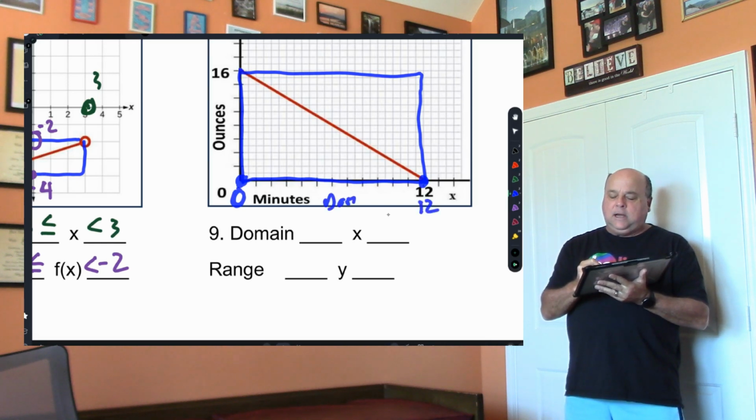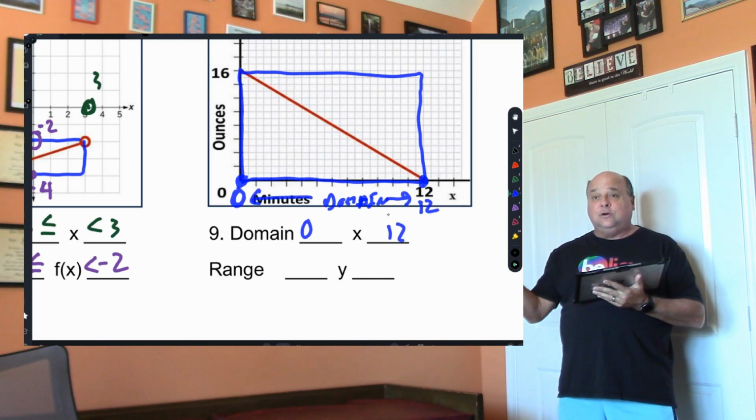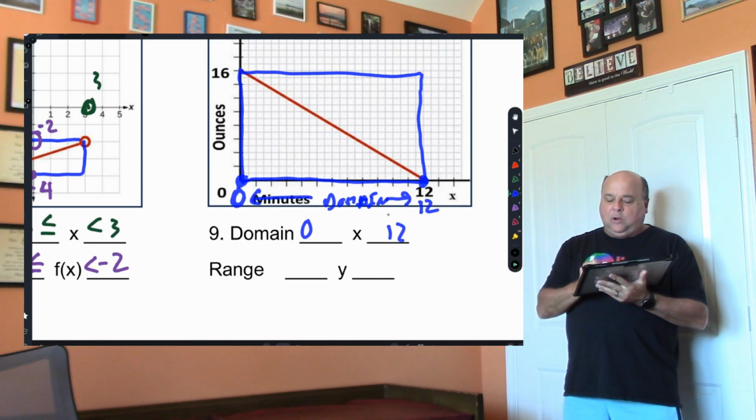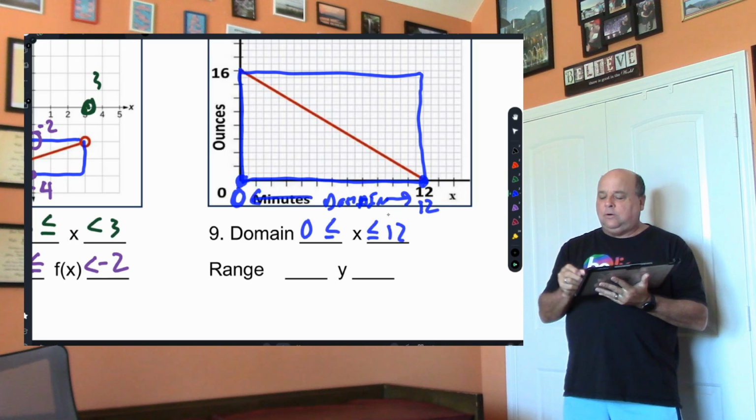So my domain goes from here to here. It goes from 0 to 12. The 16 is not in your domain. Okay? And they both have closed dots. I'm going to put less than or equals.